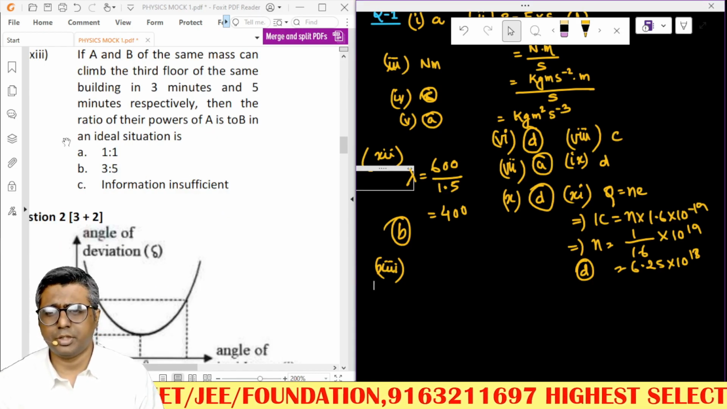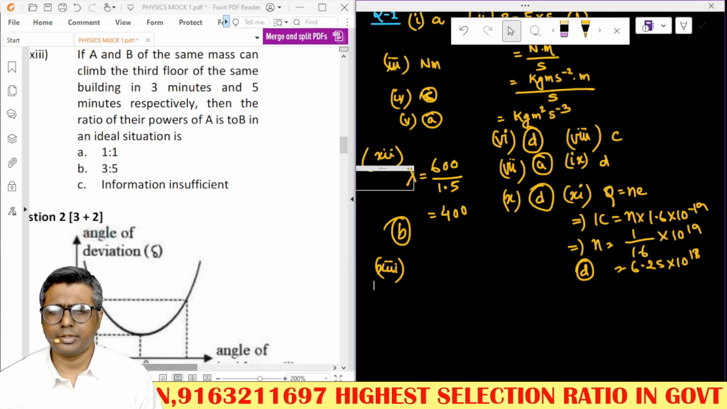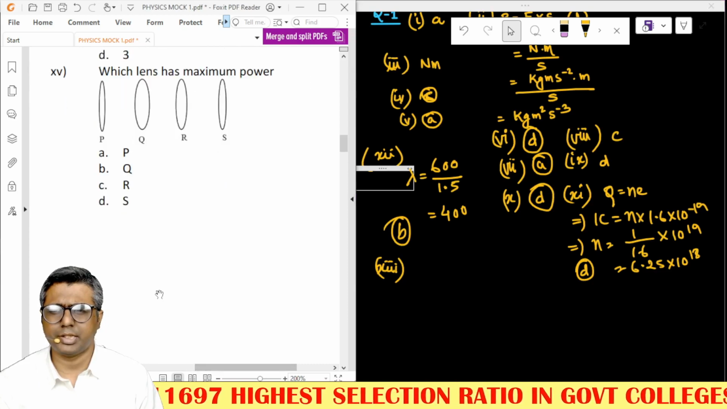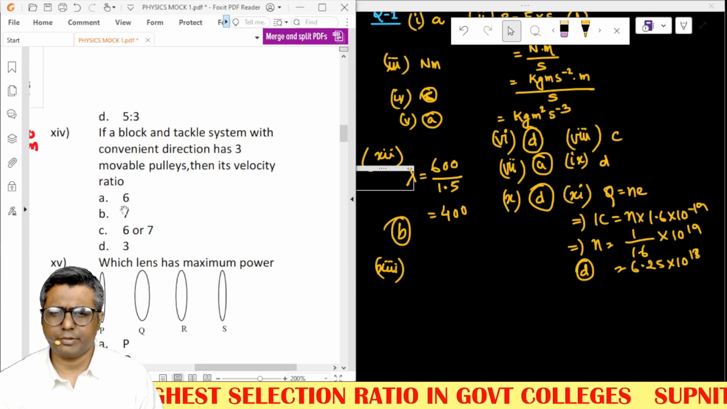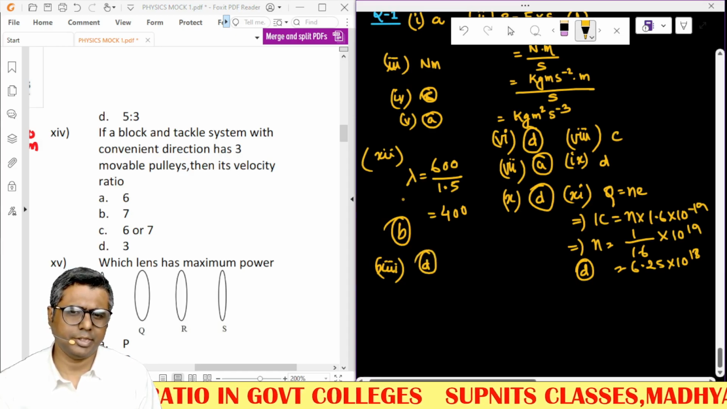So here if you see the options, 1:1 incorrect, 3:5 incorrect, information insufficient. Let me see if there is any other option. 5:3 is the correct option. Option D.